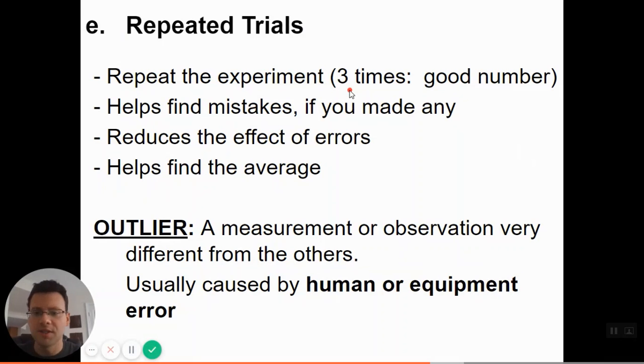Repeated trials, you guys know what these things are. You know why they're used. 3 is the absolute bare minimum. You want as many as you can. The only reason we don't have an infinite number of repeated trials in an experiment is because it just takes time, energy, and perhaps money to do. So there's usually an upper limit, but you always want repeated trials so that you can calculate averages and so that you can eliminate outliers.